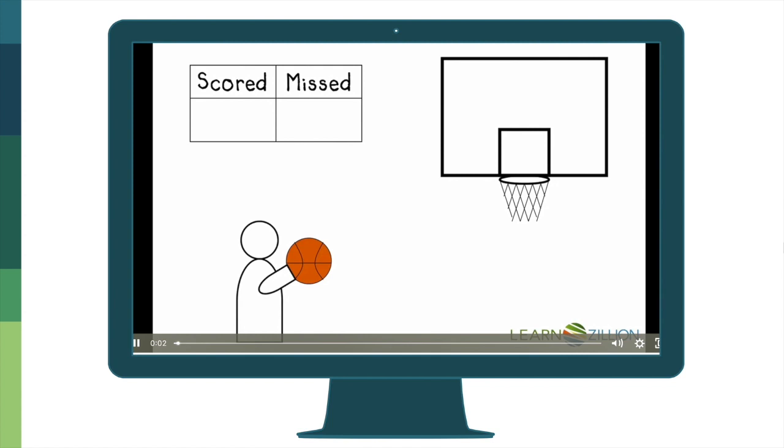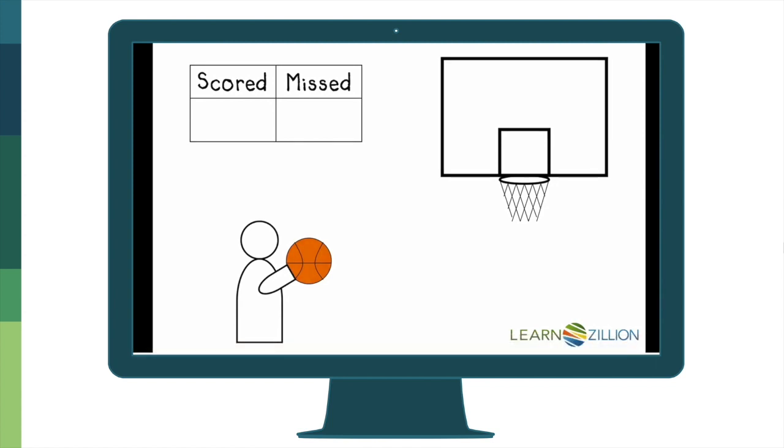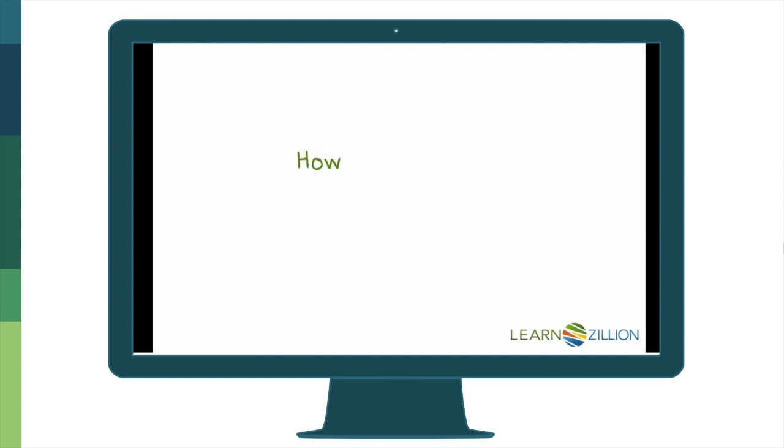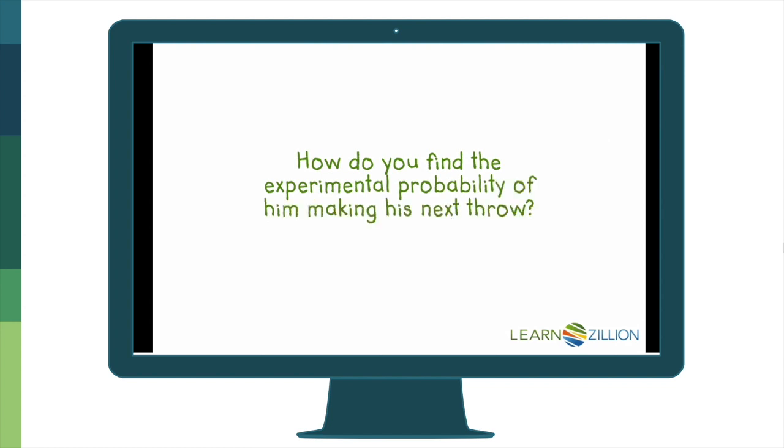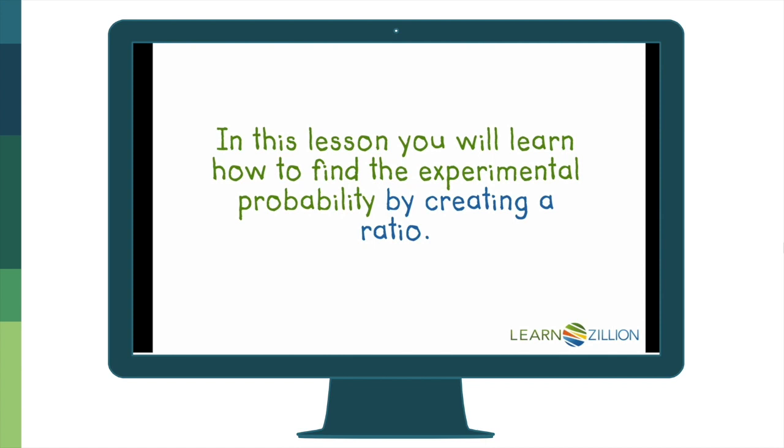We have John here, who's trying to get ready for an upcoming basketball game by practicing his shooting. We'll keep track of how many he scores and how many he misses. All right, he scores his first shot, so we'll put 1 under scored. Then he misses his second, so we'll put 1 under missed. He scores his third shot, so we'll put 2 under scored. Let's pretend that John does this 25 times, and he scores 20 times, and misses 5. How do you find the experimental probability of him making his next throw? In this lesson, you will learn how to find the experimental probability by creating a ratio.